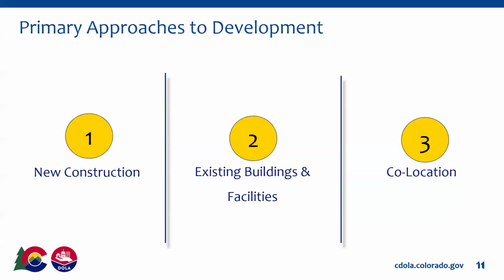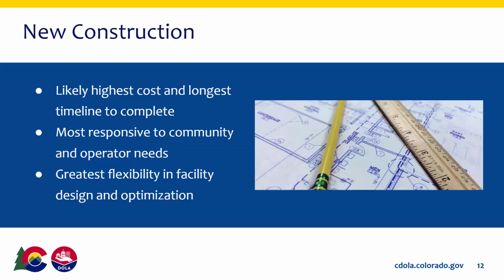For the purposes of this toolkit, we will discuss three primary categories under which child care facility development is pursued. Those are new construction, existing buildings and facilities, and co-location. Let's start with new construction.